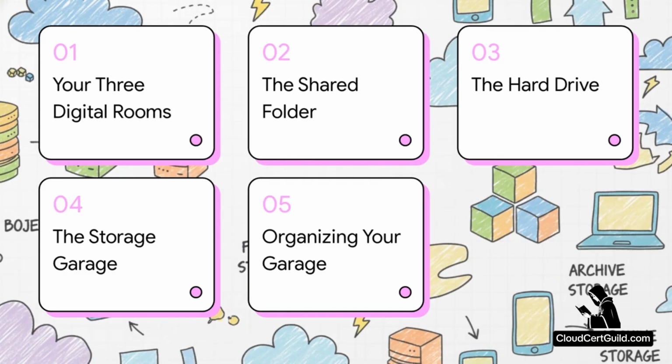So here's our game plan. We're going to start with a really simple analogy I like to call your 3 digital rooms. Then we'll take a tour of each one, the shared folder, the personal hard drive, and the giant storage garage. And stick around for the end, because we're going to learn how to organize that garage to save you a ton of money. It's going to be super straightforward, I promise.